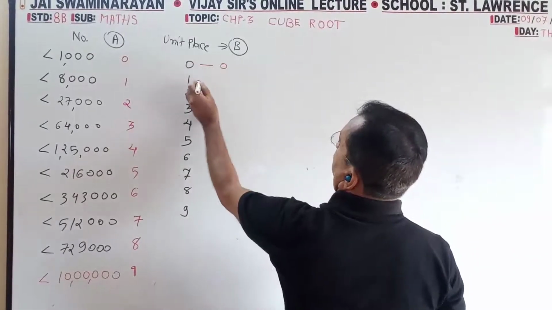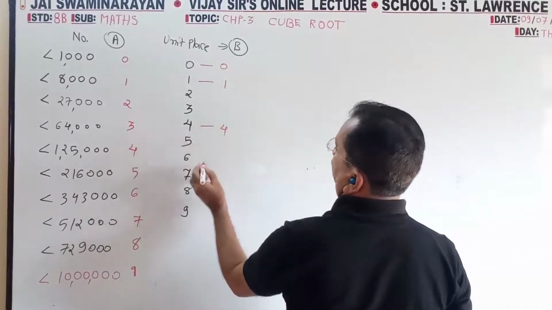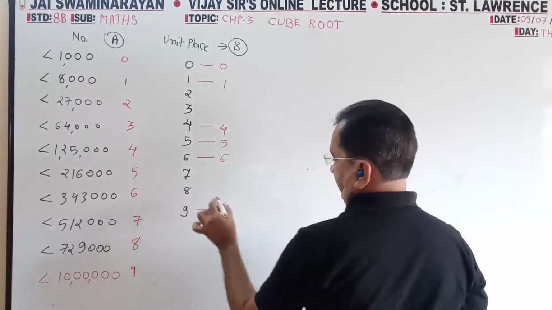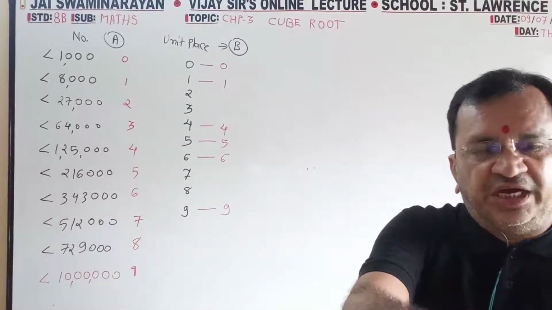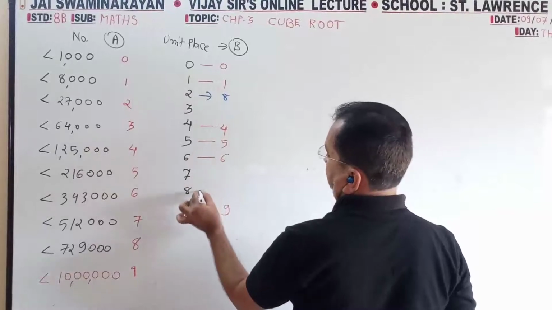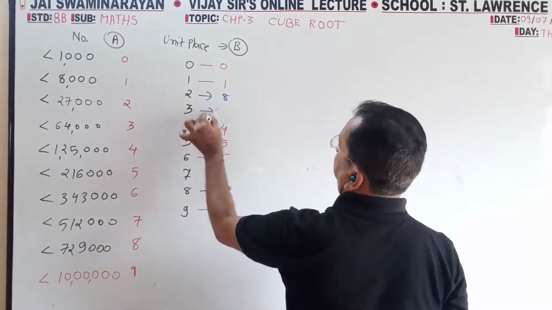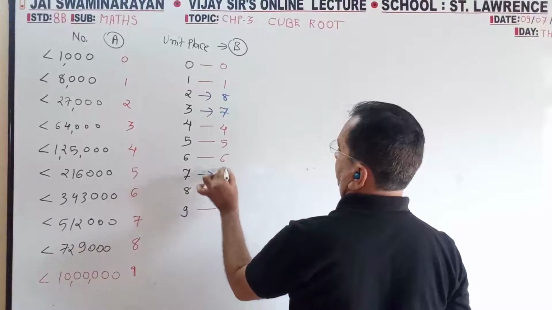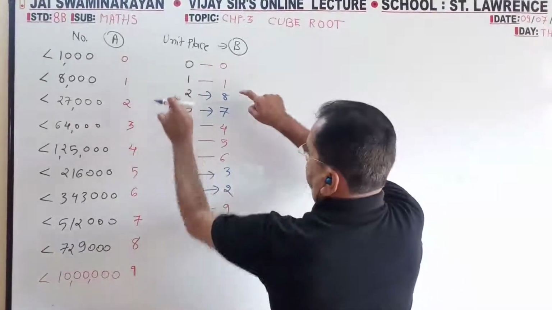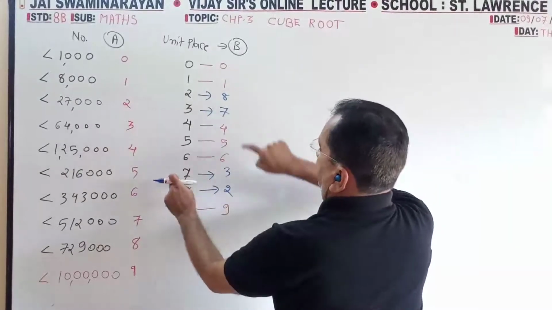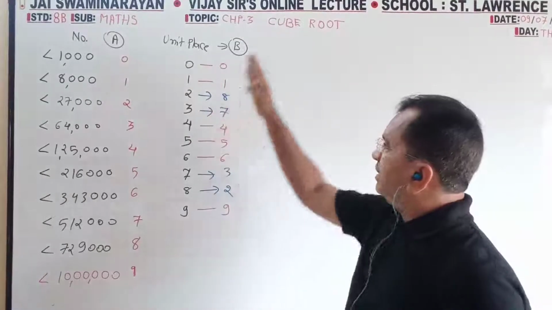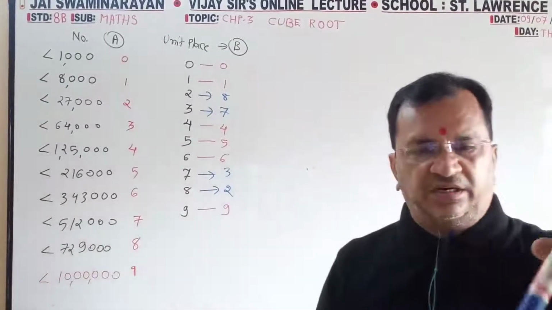For 0 it is 0, for 1 it is 1, for 4 it is 4, for 5 it is 5, for 6 it is 6, for 9 it is 9. But whenever the unit place is 2, you have to write 8. When the unit place is 8, you have to write 2. When the unit place is 3, you have to write 7. When it is 7, you have to write 3. Just consider the total number, and then the unit place.